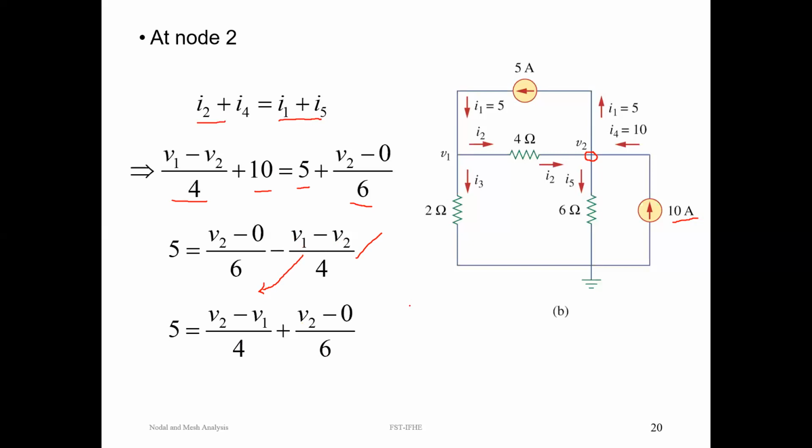Now we have completed 3 steps. First, we have identified the reference node, and then we have represented the remaining nodes as node voltages. Then we have applied the KCL at node 1 and node 2, and as a result of that we are getting two linear equations.